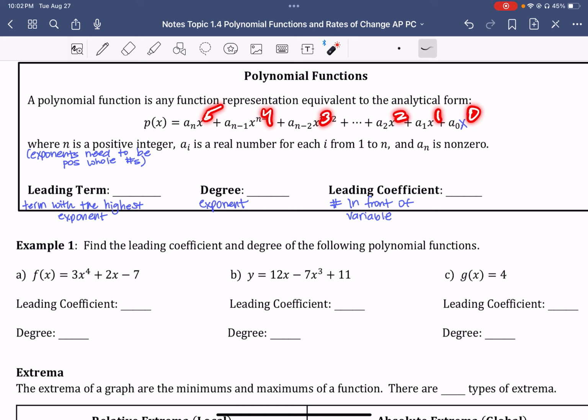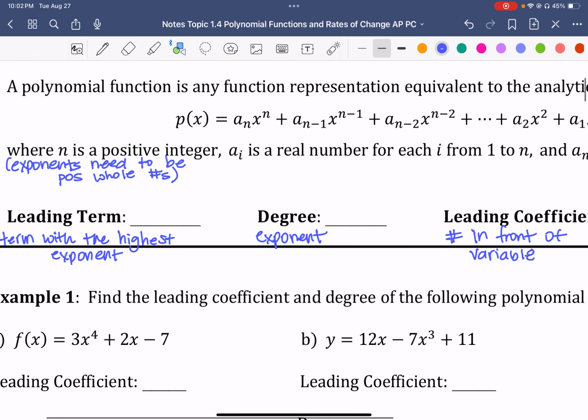So the leading term is the term with the highest exponent, so that would be this term right here. And that was just an example where n was 5. We're going to use the general one they wrote here. So for my leading term, I'm going to write a sub n times x to the power of n. Now your a and your x should be the same size. The only small ones are the n's below and above each respective letter.